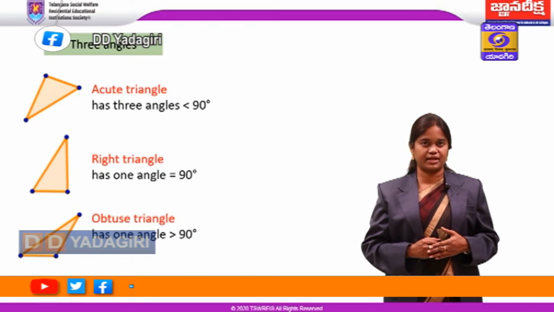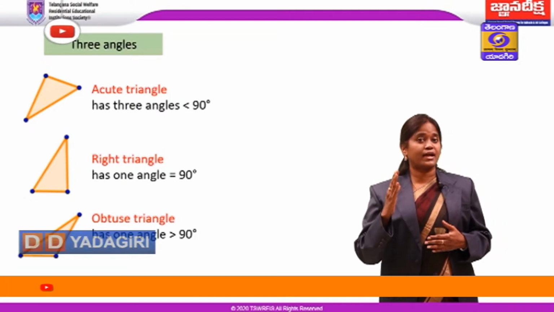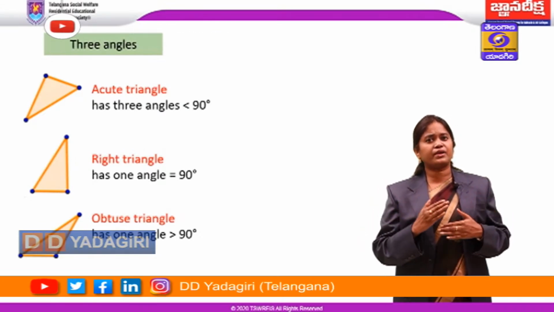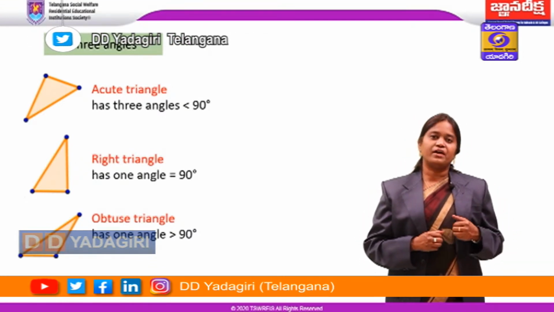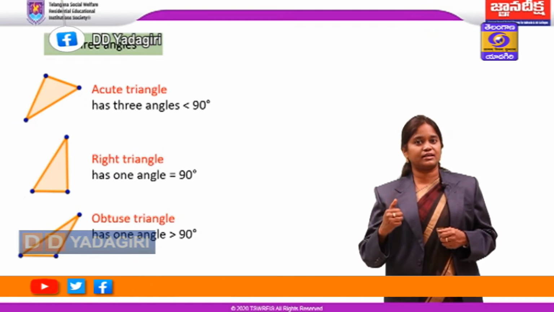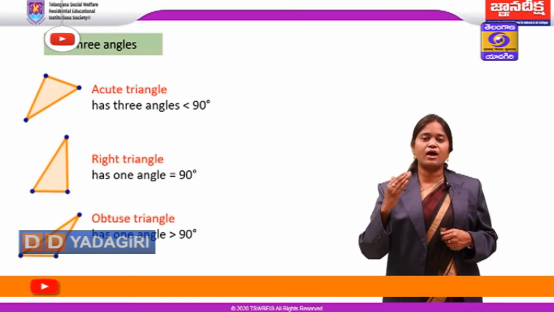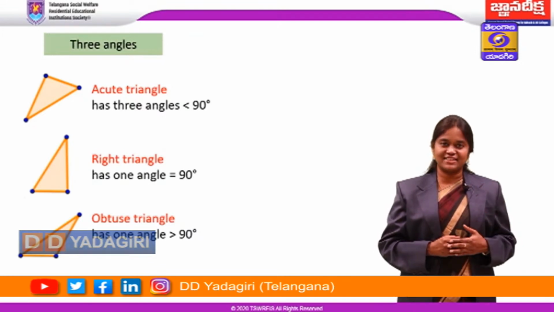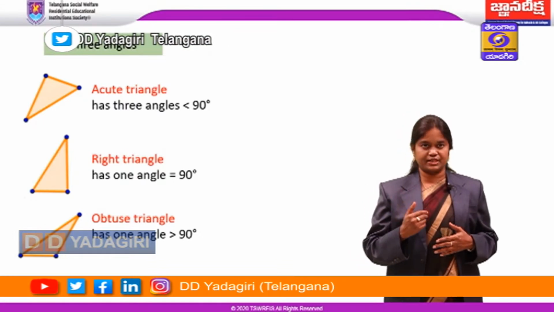A right angle triangle is a triangle in which one angle is a right angle, that is 90 degrees. The other two angles are acute. An obtuse triangle is a triangle that has one angle larger than 90 degrees. The other two angles are acute. So, in all these three triangles, two angles are acute. So, based on sides, we have three types, and based on angles, we have three types.